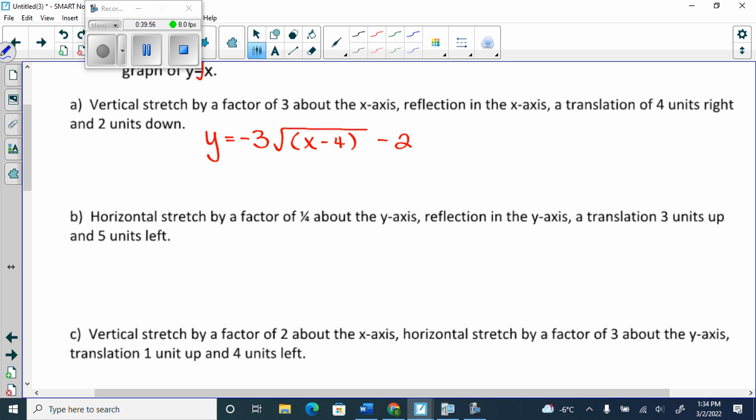If you're still erasing and putting them in different spots, I once again hazard you to study. Finish stuff backwards and forwards. So we have a horizontal stretch by a factor of 1/4. Horizontal stretches always flip when they go from words into equation. Words mapping same, words to equation flip. Reflection in the y-axis. Translation 3 units up. And 5 units left.